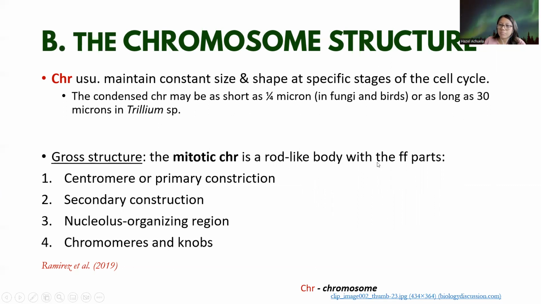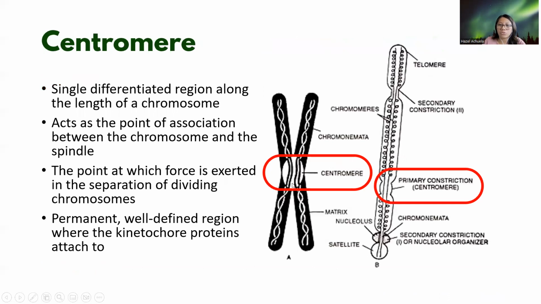Okay, so it is a rod-like body with the following parts: the centromere, or we otherwise call it as primary constrictions. Next is the secondary constriction and the nucleolus organizer or organizing region. Ito yung sinabi ko kanina. And then lastly, we have chromomeres and knobs. For the centromere, ito yung tinatawag nating centromere, located at the center. Okay? Kaya siya tinawag na centromere.